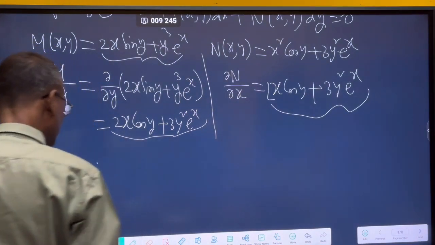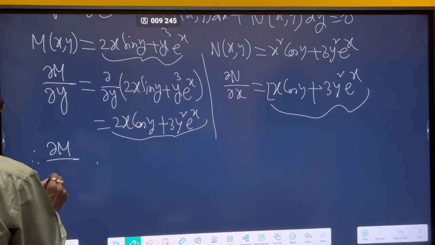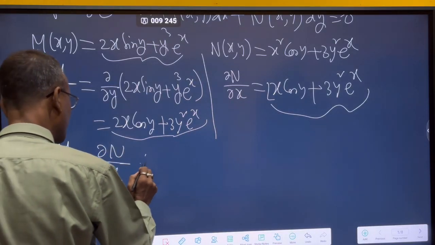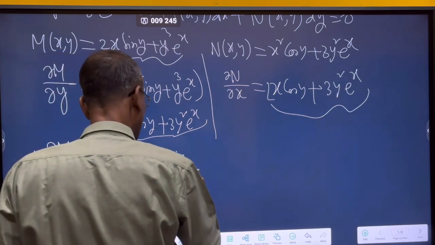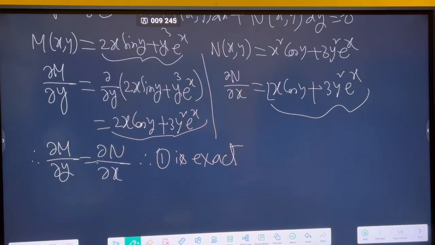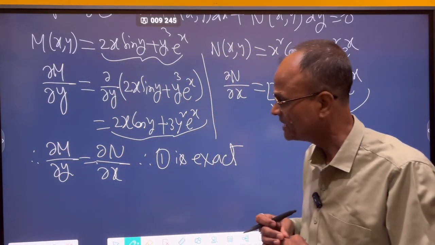Therefore, del M by del y equal to del N by del x. Therefore, 1 is exact.